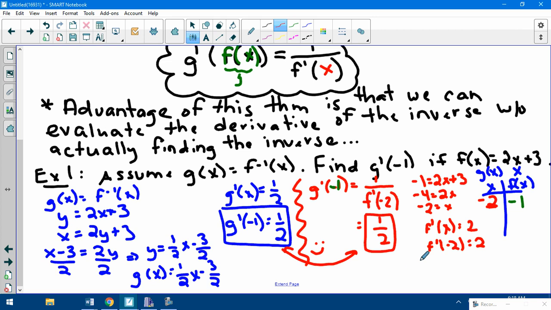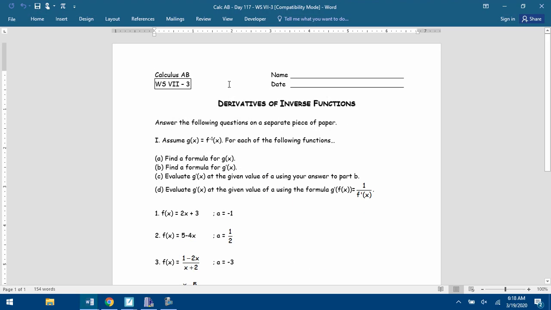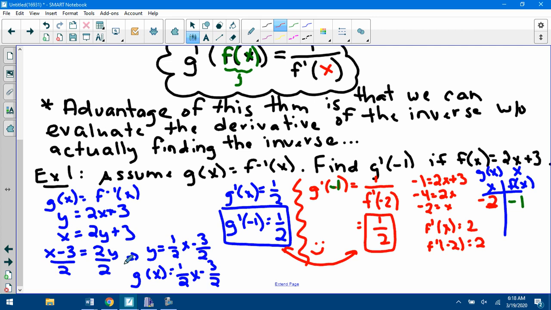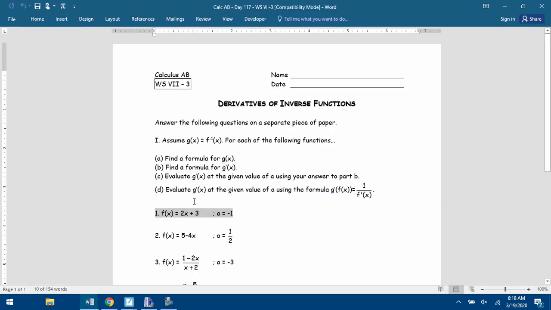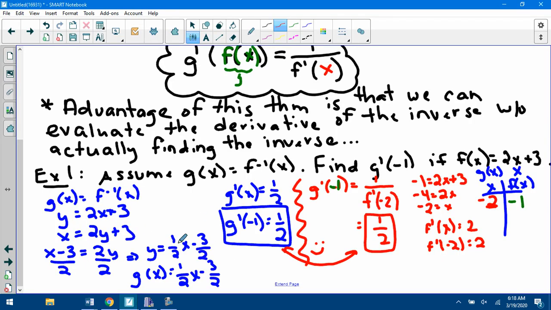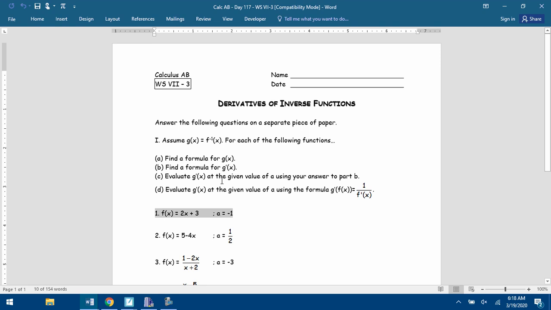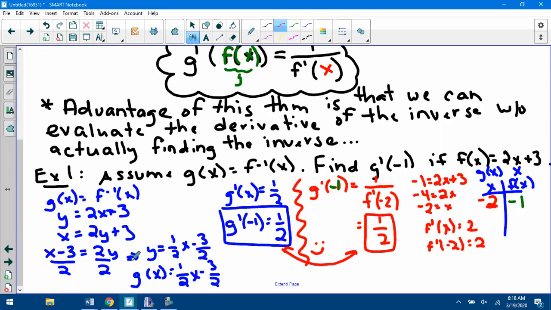Got it? Okay. Incidentally, when you go to do the homework tonight, worksheet 7.3, I just did question 1 on the homework. It says find a formula for g of x. We did that. We found the inverse. Then it says find a formula for g prime. We did that. Right here. We found that g prime was 1/2. Evaluate g prime at the given value using your answer to part B. So for number 1, I wanted to find g prime of negative 1. We did that using the g prime formula right here.